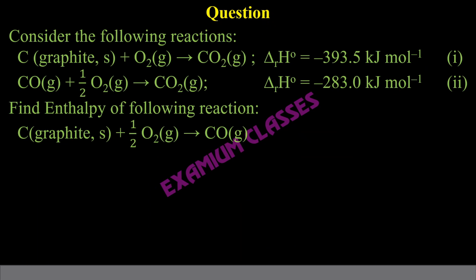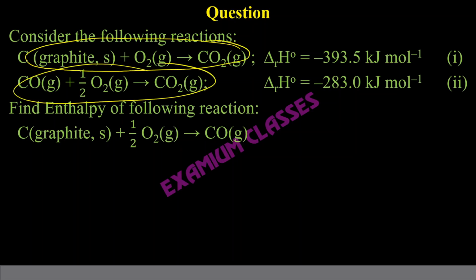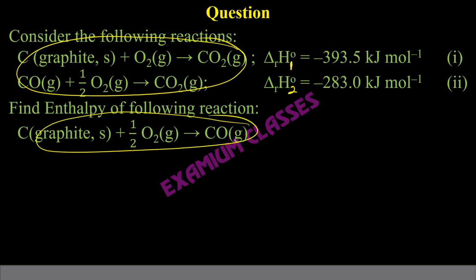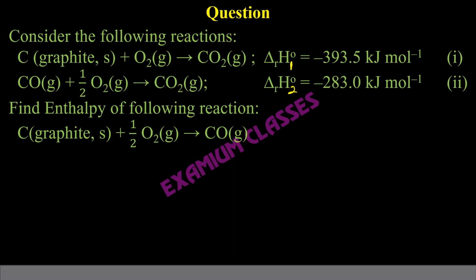Consider the following reactions. These 2 reactions are given and their reaction enthalpies are given, meaning delta RH1 is given, then delta RH2 is given. The question is, find the enthalpy of the following reaction. Now our task as per Hess's law is, if by adding these 2 reactions for example, we get the third one, we can get the answer.